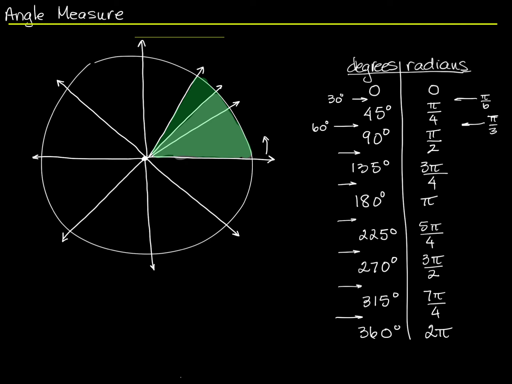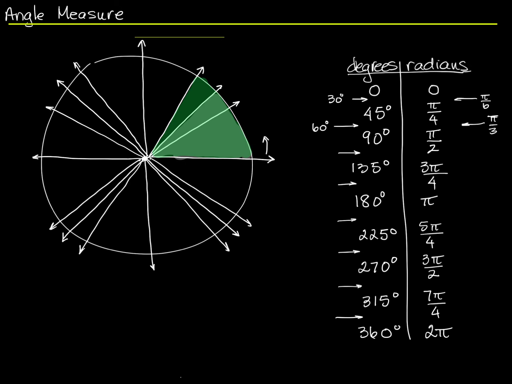And then I can count my way around the circle using the same logic. How many pi over 6's do I have? How many pi over 3's do I have? All the way around. We're going to come back to this chart, so I'm not going to bother to do that now. But you can go figure that out and decide what all of these values should be and what all the in-between values should be in terms of radians.